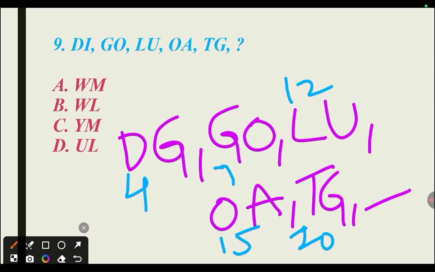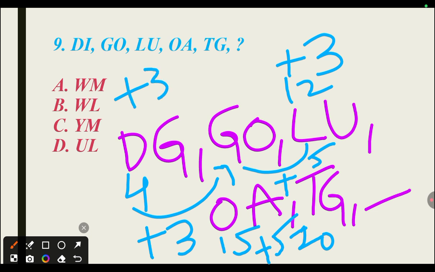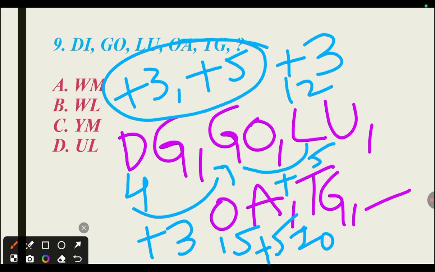See, this 4 has become 7, which means we have to add plus 3. 7 has become 12 means we have to add how much? 5. And next, 12 has become 13 means I have to add plus 3. And 15 has become 20 means I have to add plus 5. So I can see the logic that plus 3, plus 5 is flowing. So 20, when you add plus 3, you will get 23. 23 means definitely it would be, sorry, W. W would be the first letter.